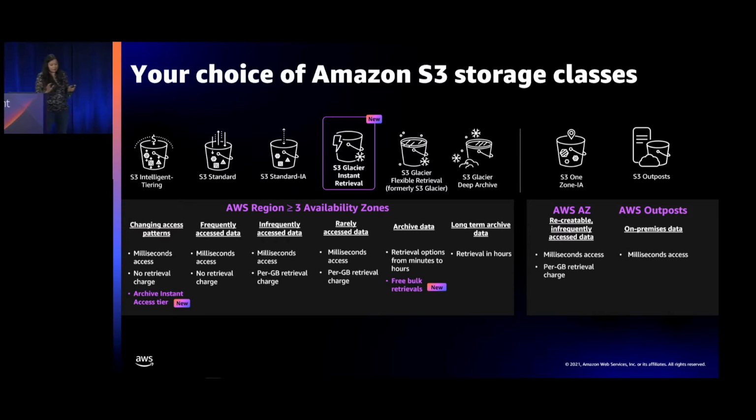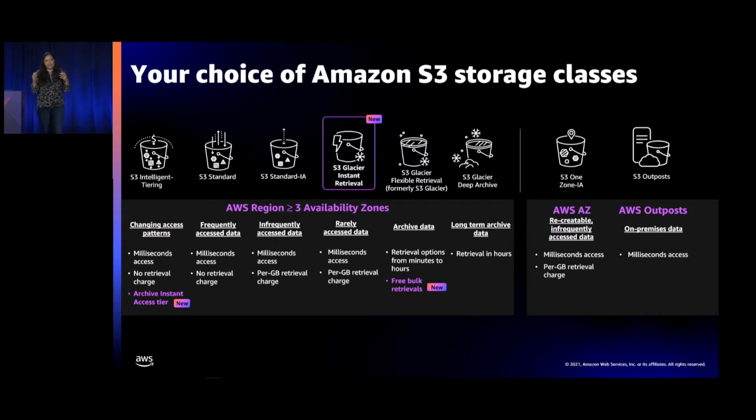In case of backups that are rarely accessed, but require instant millisecond access when they do, Glacier Instant Retrieval will be the best choice. It is a brand new storage class that we just announced this week. In case of log data that is rarely accessed but needs to be stored for compliance purposes, for example, you can use S3 Glacier Flexible Retrieval and Glacier Deep Archive storage classes.